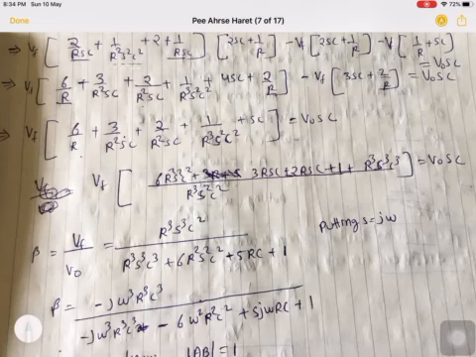Then 1 upon R square S square C square multiplied with 2SC. First term is 2 by RSC plus 1 by RSC. These two terms I have added and multiplied with 2SC. Now the second term is the same 3 by RSC. I have multiplied it with 1 by R, so it becomes 3 upon R square SC. Then this term is multiplied with this, so it becomes 2 times R square SC.